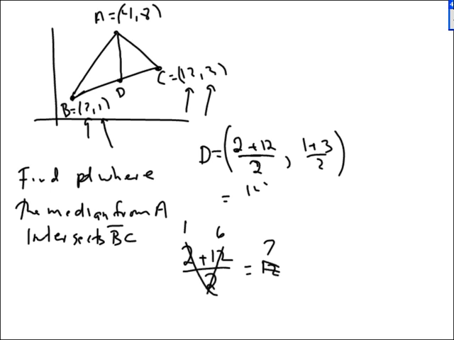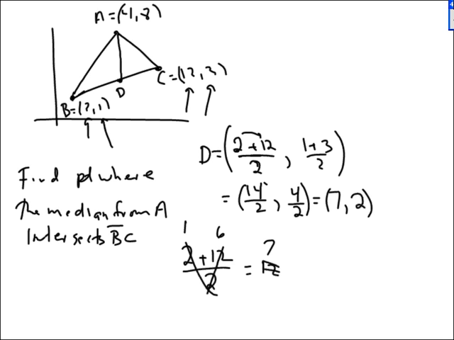2 plus 12 is 14 over 2. 1 plus 3 is 4 over 2. So again, 2 plus 12 is 14. Divided by 2 is 7. And 4 divided by 2 is 2. So the answer is 7, 2.